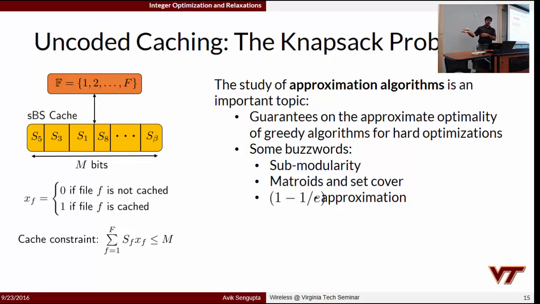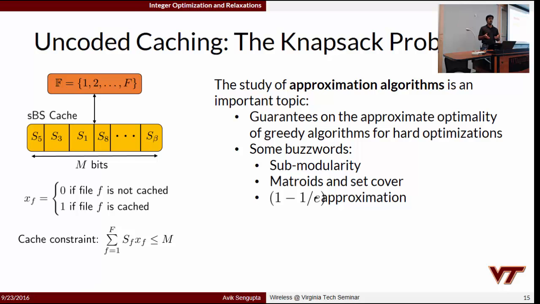So this leads me to the other direction where the study of approximation algorithms comes in. And it's a very important topic, I believe, because it guarantees some sort of approximate optimality on greedy algorithms for really hard optimization problems. This problem does not look hard, but it is in general, and it gets harder as you increase the dimensionality of the problem, which we will come to in the next part. And again, some buzzwords I would like to throw out are matroids and set cover, so you can look at these problems under different settings rather than just this stochastic type of optimization problem.